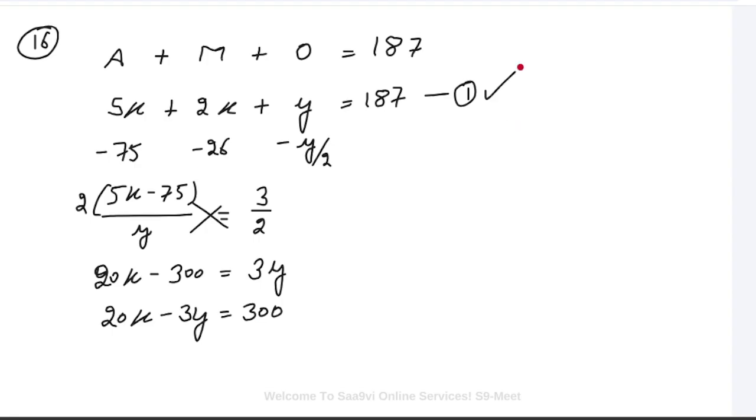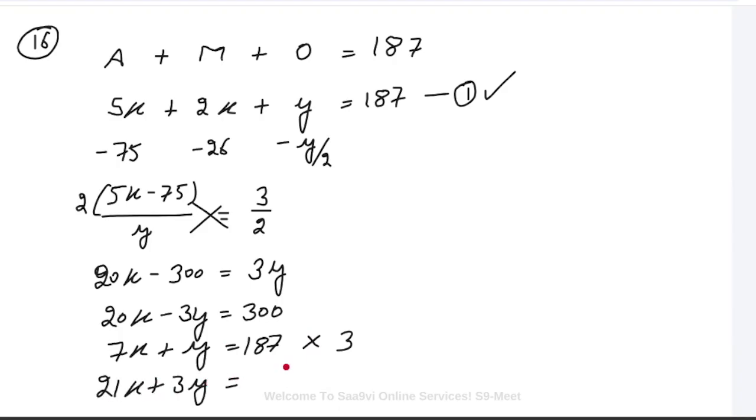And from equation 1, we have 7x plus y equal to 187. Now multiplying the second equation by 3, we get 21x plus 3y, that is equal to 3 into 187, which is 561. Now if we subtract all of them, sorry, we don't need to subtract, that will be addition because they are already of different signs. So if we add these two equations, we get 20x plus 21x, that is 41x.